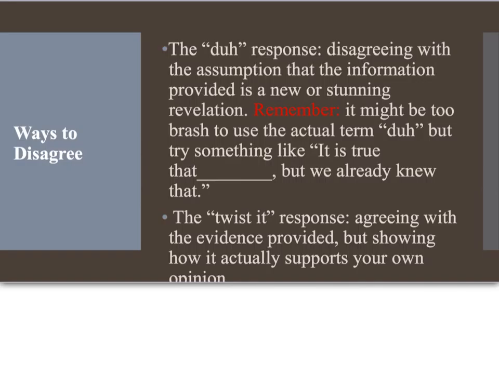Another thing that you can do is the twist it response, and this happens a lot in academic writing. You can often take someone's reason for their argument and twist it or switch it and turn it around and make it seem like it actually supports a different side of an argument. So we'll talk about how that works in class too.